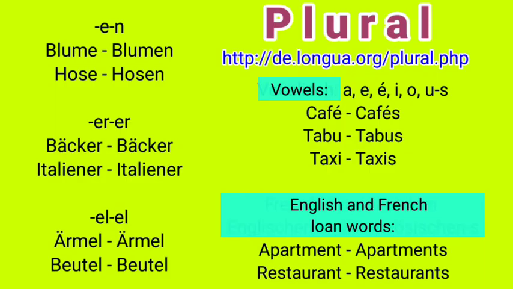If there is an English or French loan word, you just add the S like in English and French. Apartment, apartments. Restaurant, restaurants.